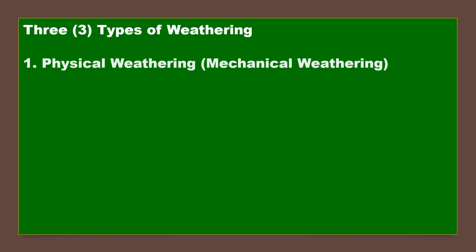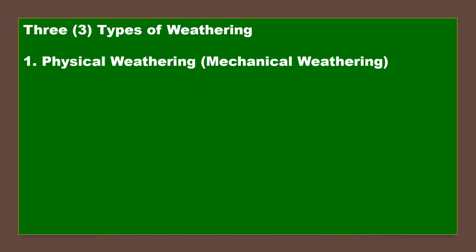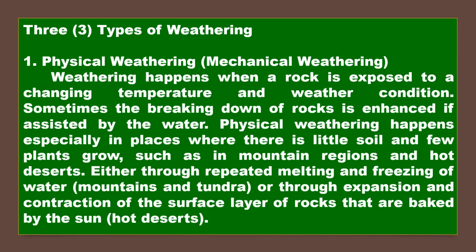There are three types of weathering. First, physical weathering or mechanical weathering. Weathering happens when a rock is exposed to a changing temperature and weather condition. Sometimes the breaking down of rocks is enhanced if assisted by water.